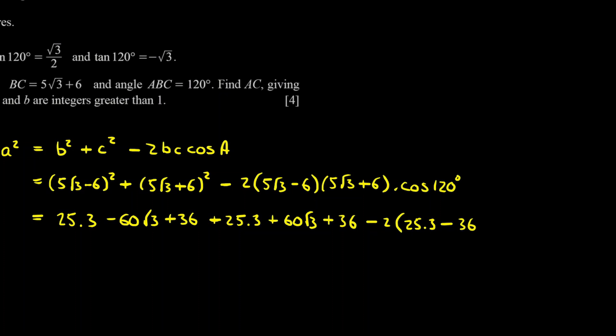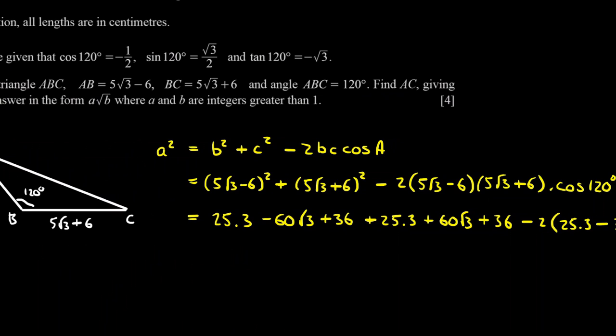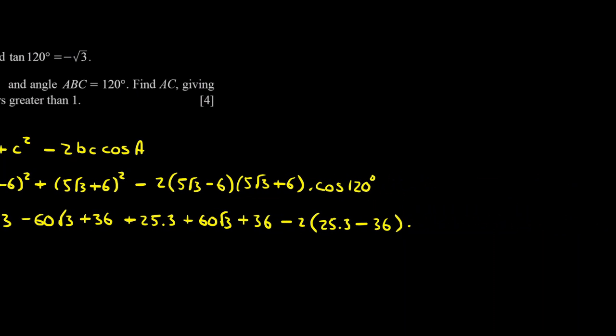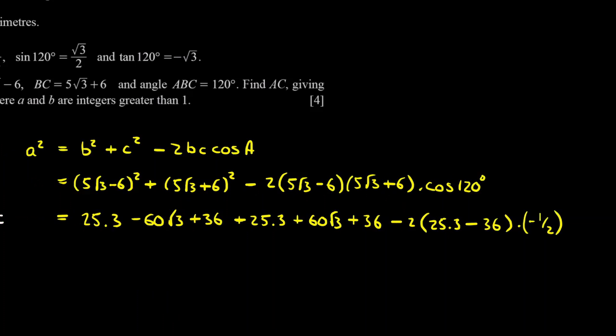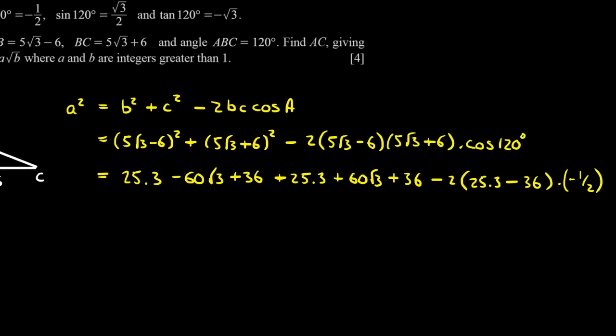There we've got minus 36 times by cosine 120. And we're told in the question that cosine 120 is minus a half. Right, so we can go over here. We say that that thing there is minus a half. Now all we've got to do is really just simplify all of this, just tidy it up.